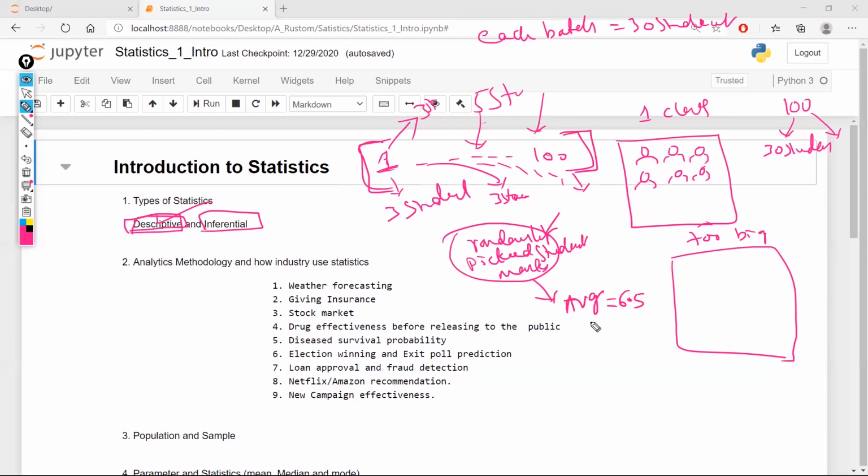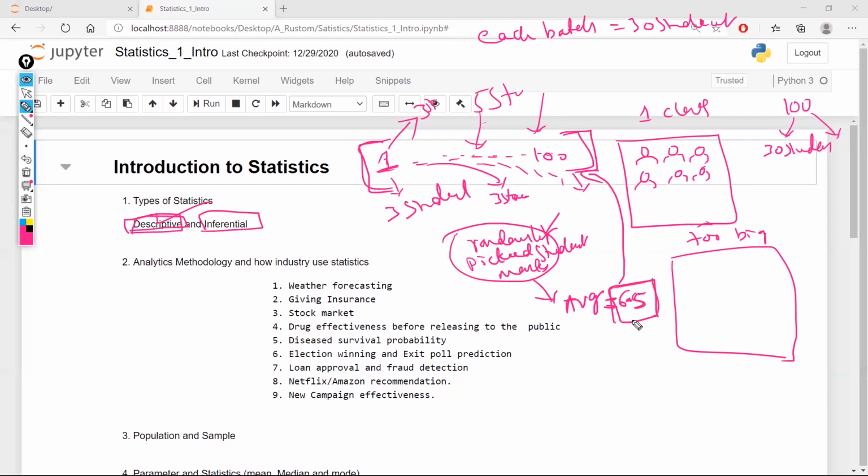Then I will consider only those data and I will take an average, 6.5. Then what I can say is that I will now be able to refer this 6.5 average to the entire batch, because it is too difficult to study all the students' data. So what I'm going to do is pick some students' marks randomly and get the average of those randomly picked students.